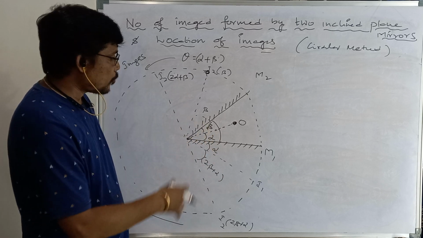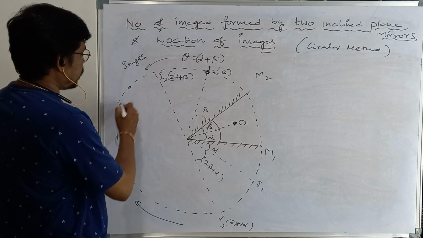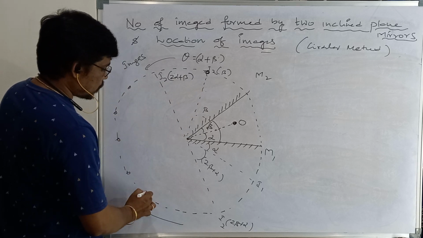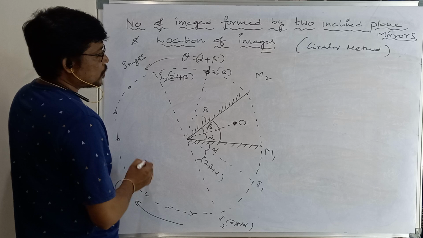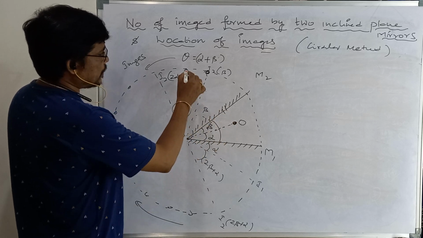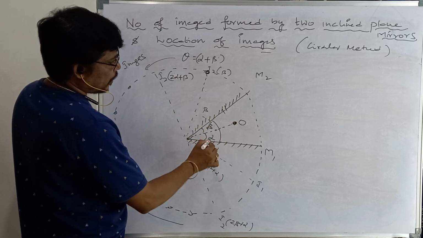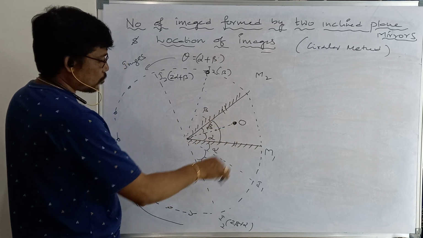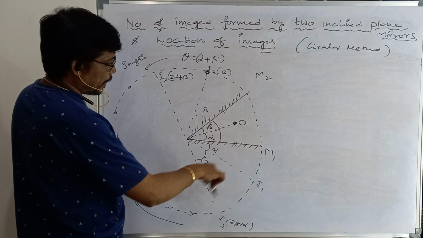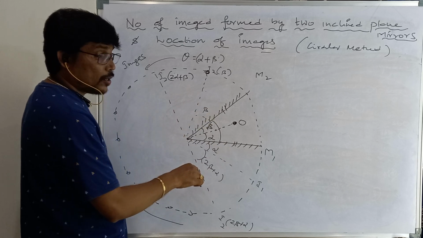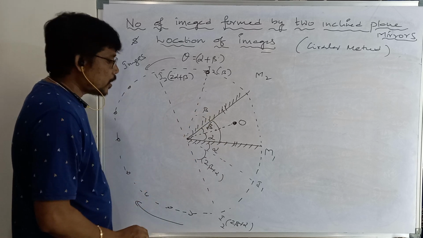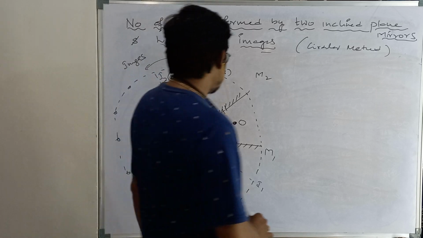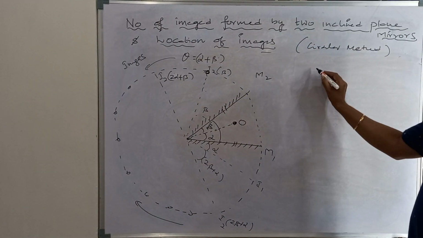In this process, all the images are formed on the circumference of a circle. Why? See, actually, if you consider the triangle, this distance is equal to this distance. So this is a circular approach. So this entire set of images is formed on a circle. Those images are virtual images. So let us consider now.